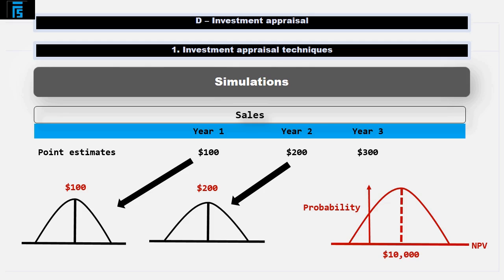The decision maker would need to consider the graph and make their decision based on that. We can see here that the expected or average NPV is $10,000, but the NPV could be higher or lower than this depending on the value of the underlying variables. Although this technique is much more in-depth than using point estimates, it assumes you know the probability distributions, which we may well not do given that we're dealing with the future.